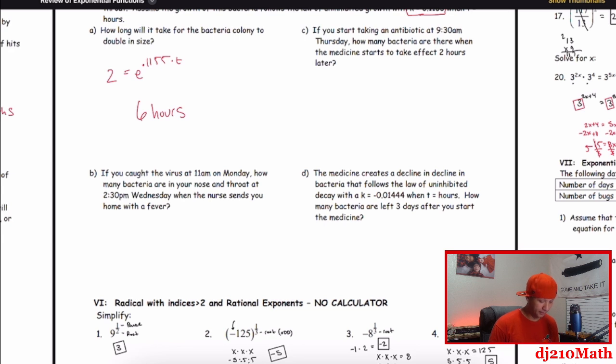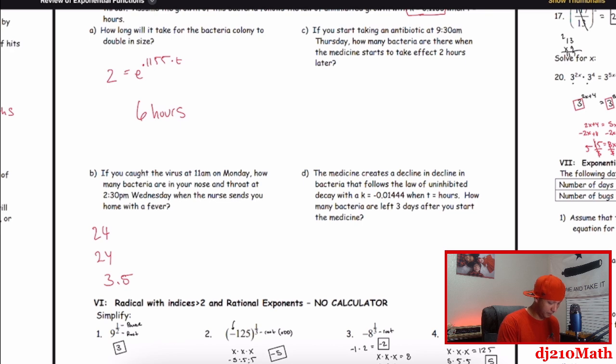You caught the virus at 11 a.m. on Monday. How many bacteria are in your nose and throat at 2:30 on Wednesday? All right, so think about it. 11 a.m. on Monday to 11 a.m. on Tuesday is 24 hours, one whole day. 11 a.m. on Tuesday to 11 a.m. on Wednesday is another 24 hours. Then 11 a.m. to 2 p.m. Wednesday is 3 hours. But there's a 30-minute window, so 0.5 of an hour, because 30 minutes is half an hour.